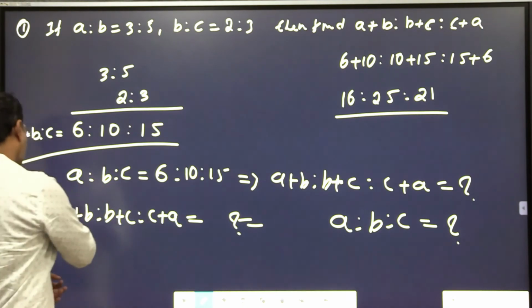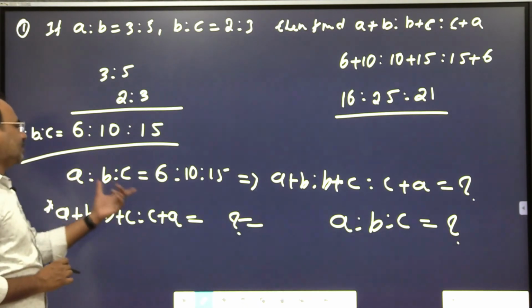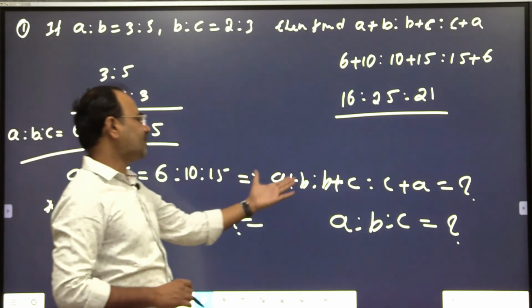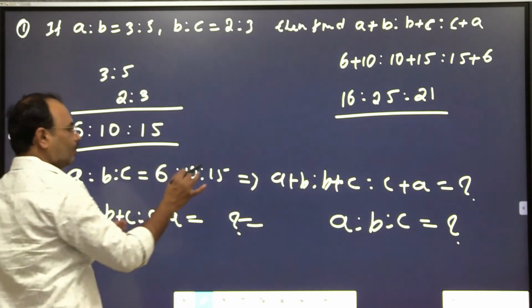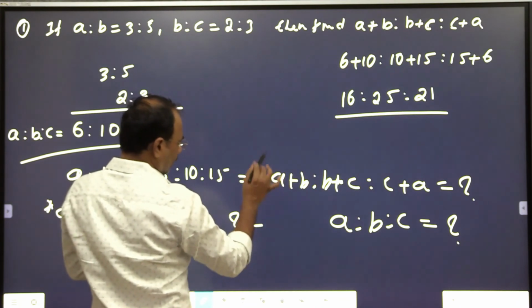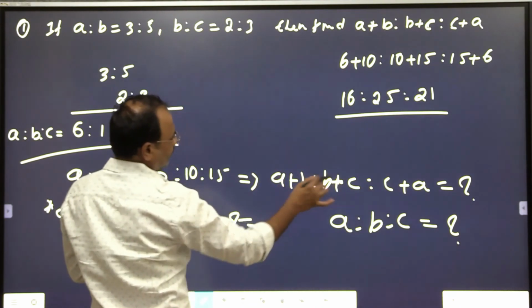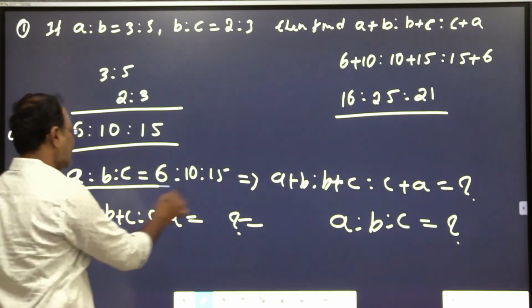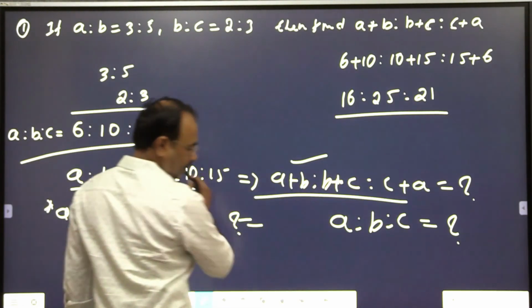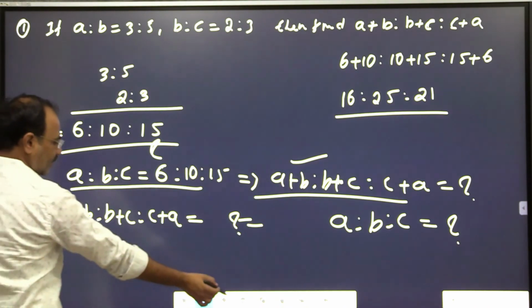This model is important for us. In the last question, if we had A is to B is to C, we find A plus B is to B plus C is to C plus A. But in the next question, A plus B is to B plus C is to C plus A is given, and you have to find A is to B is to C. Earlier this was given and that was asked; now in reverse, that is given and this is asked. See the question, this is a very important model, right?